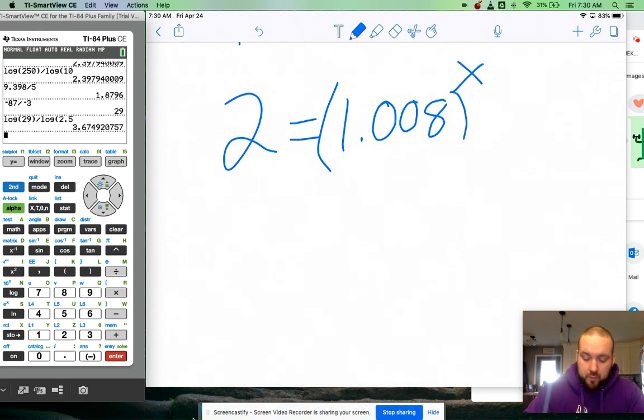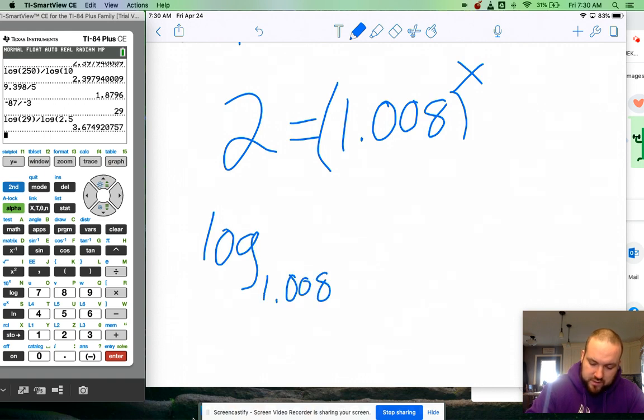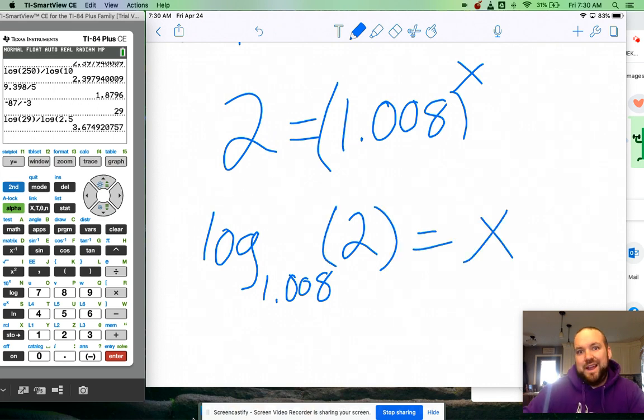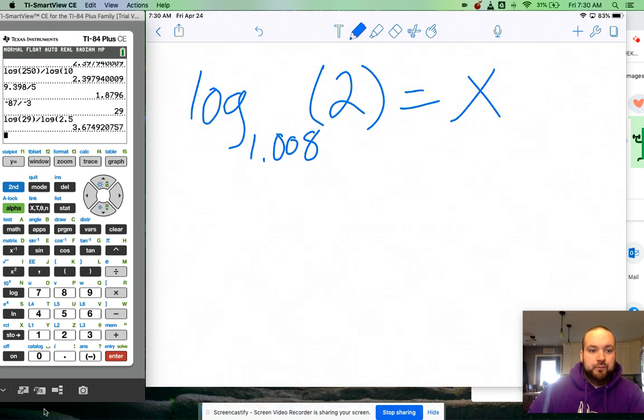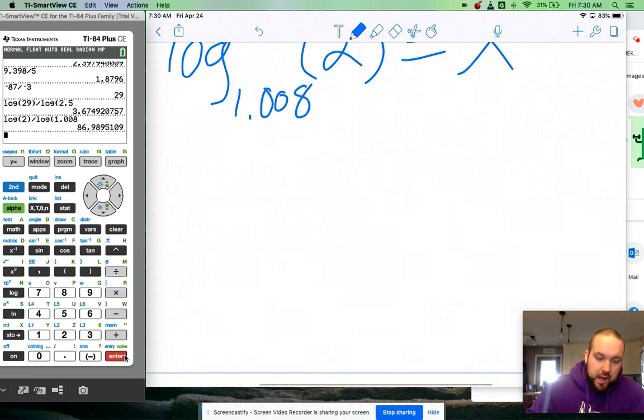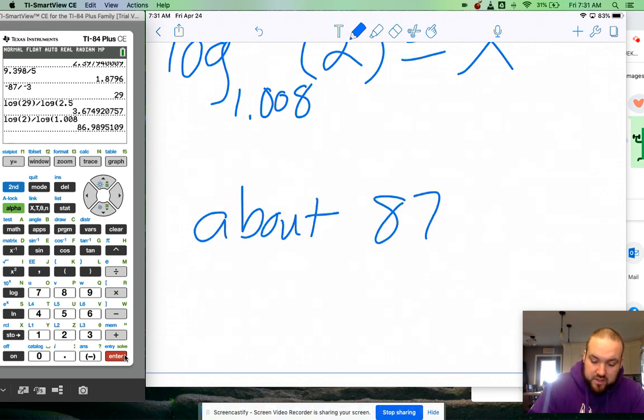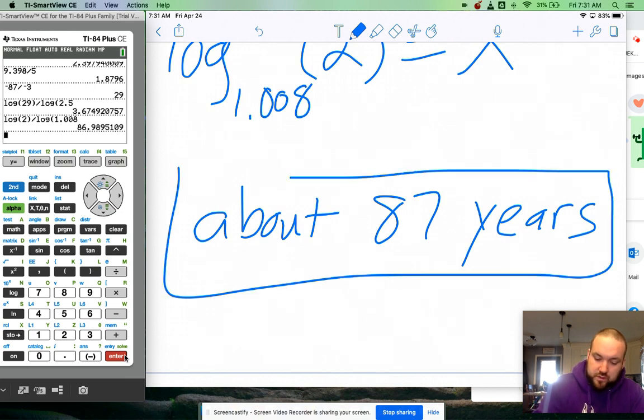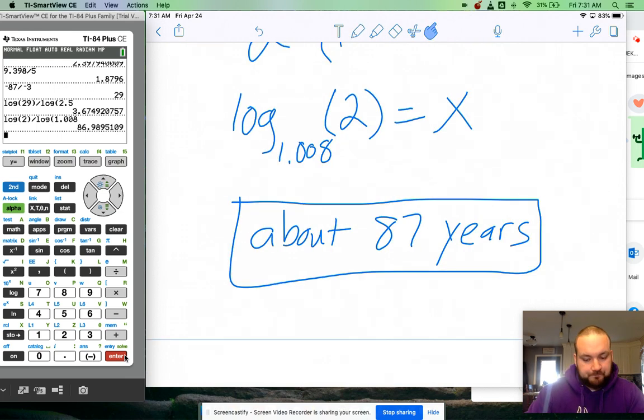So now here again, I'm going to write this as a logarithm. So log, the base is 1.008. The argument is 2, and that's going to equal the number of years that I need to reach 500,000. So we're going to go log 2 divided by log of 1.008. And that's pretty close to 87 years. So it's going to take about 87 years for that city to double in population up to 500,000.